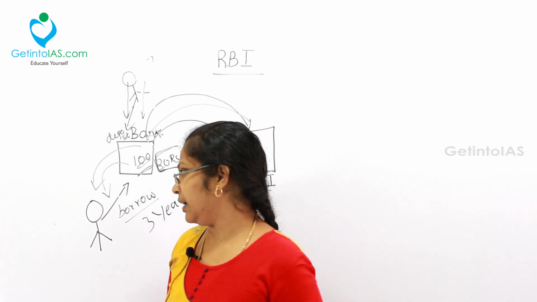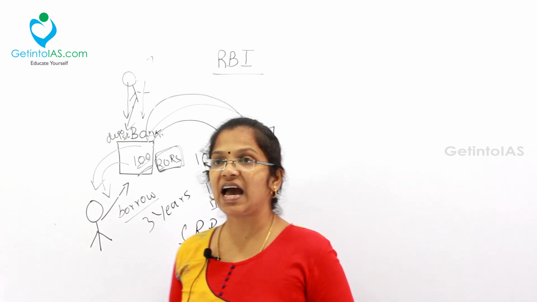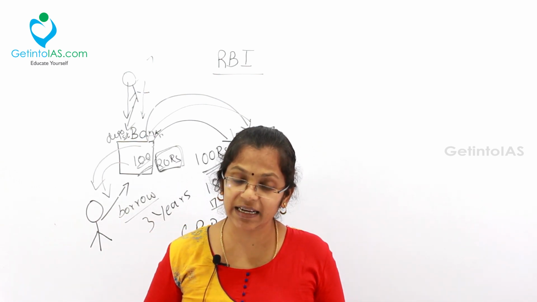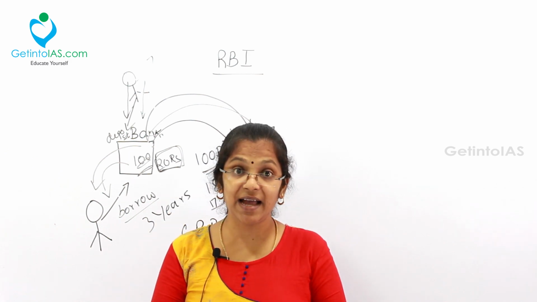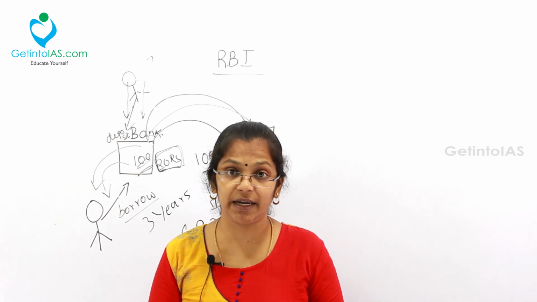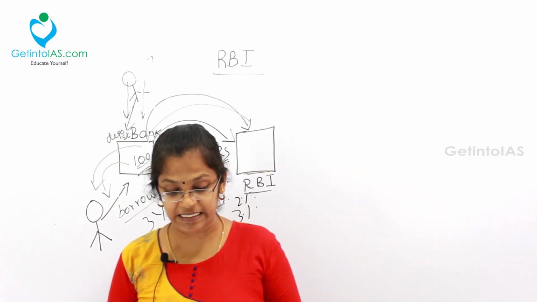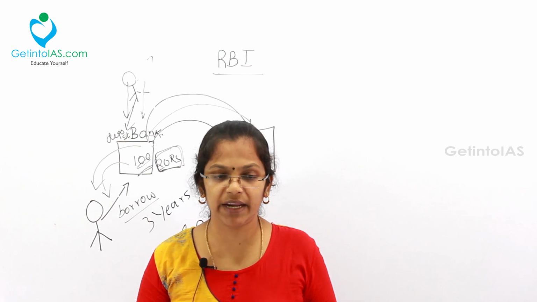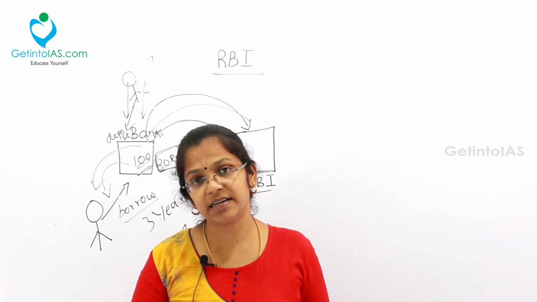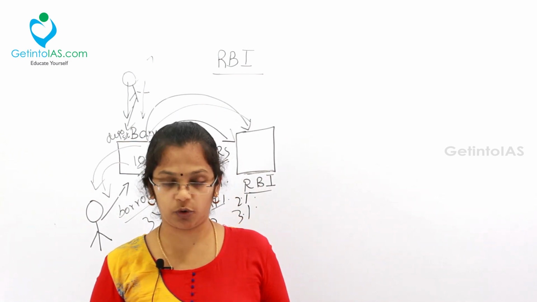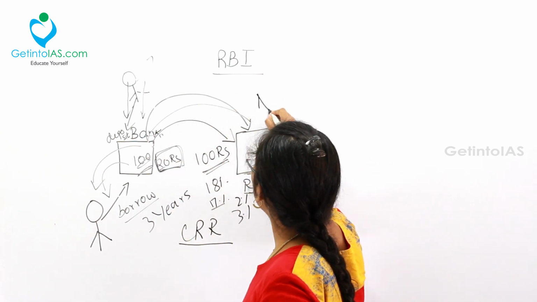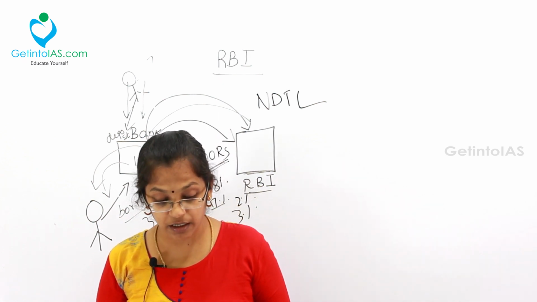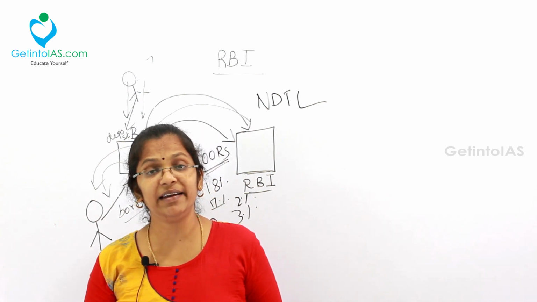Now, next is the CRR. What is CRR? It is the cash reserve ratio. It is the money which the bank has to keep in RBI. The bank is required to maintain the money in RBI. We call this CRR. Now, SLR. What is this SLR? It is the statutory liquidity ratio, the money which the bank has to keep with itself as reserves. But then you will see a term called NDTL. What is this NDTL? It is net demand and term liability.